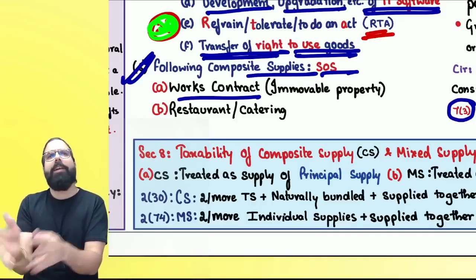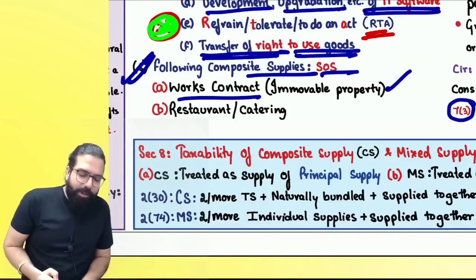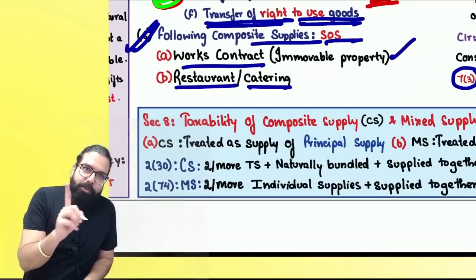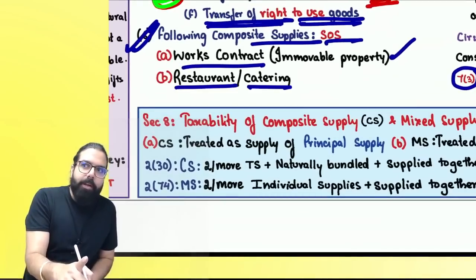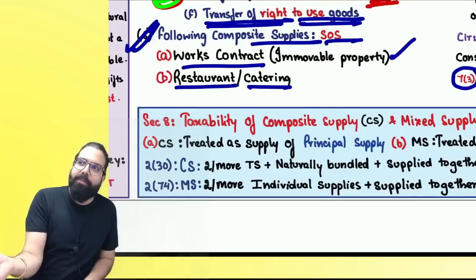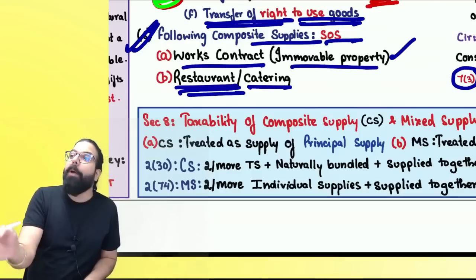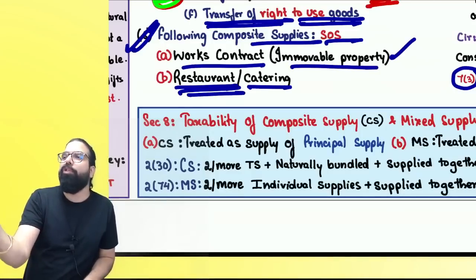Material also mine, labor also mine. It's a supply of service. Works contract is always a supply of service. Remember, works contract is always with respect to immovable property. You went to a restaurant, and he gave you food and also service. That's not a works contract, that's a restaurant. Works contract is immovable property related, whenever you give goods also and service also.